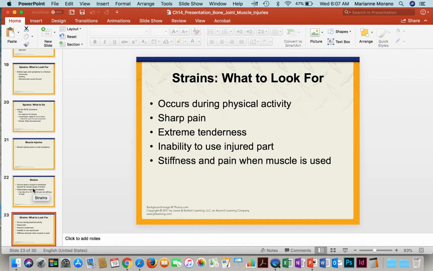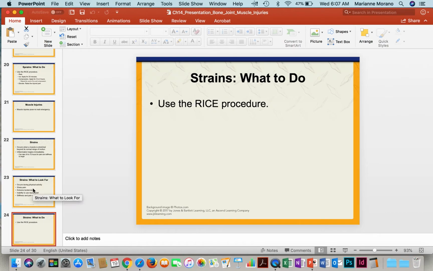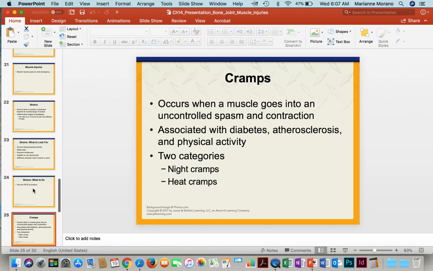So what you want to look for is, did the person have some type of physical activity that they remember that caused that strain? Is there sharp pain? Is there tenderness? Are you able to use the injured part? And is it stiff and painful when you try to move the muscle? Use the RICE procedure with strains as well.